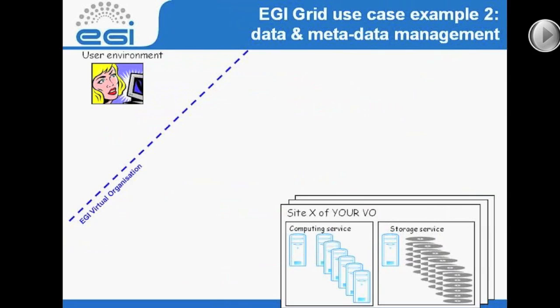And the second use case that the grid virtual organizations of EGI could be used for is what I call here data and metadata management. This use case is dominated by the use of large-scale data and the use of metadata in order to index the different data elements, the pieces of data, and to make queries and searches that use the metadata.